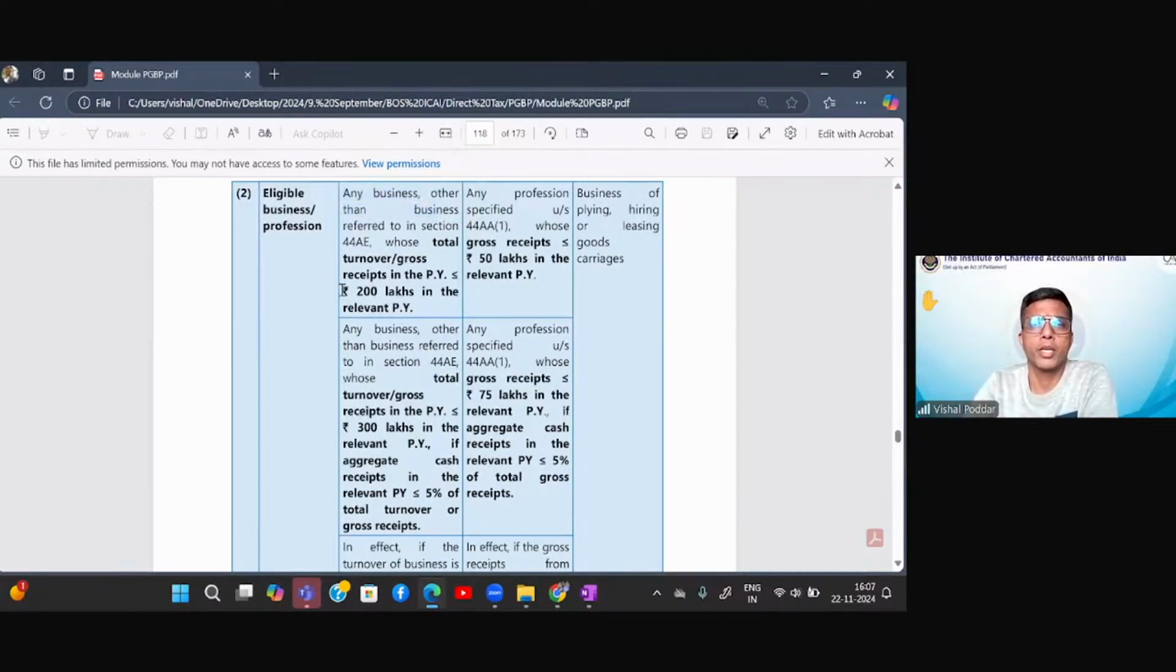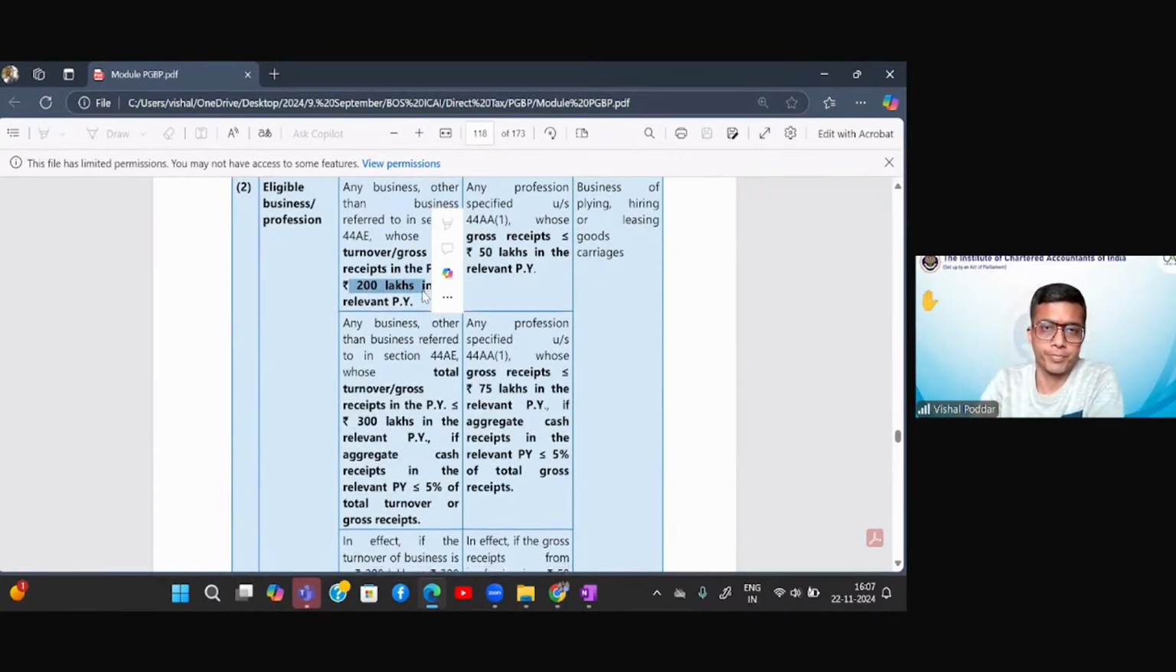Most important is that their turnover in the past year is up to 200 lakhs. So if the turnover is up to 200 lakhs, that is 2 crores, no problem. You can continue. No need to maintain books. No need to get them audited. We will compute your income on a presumptive basis.